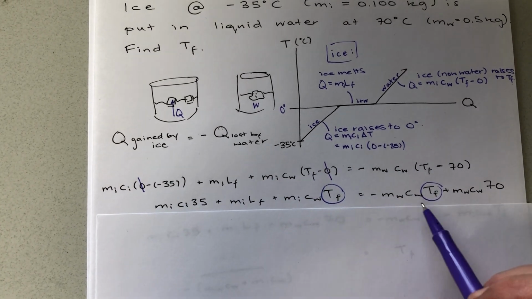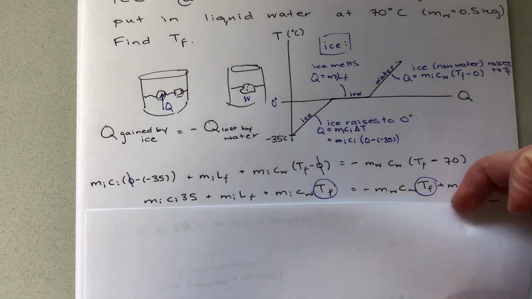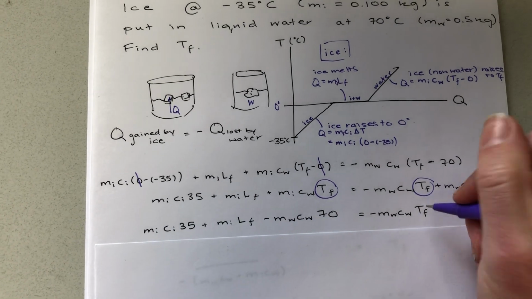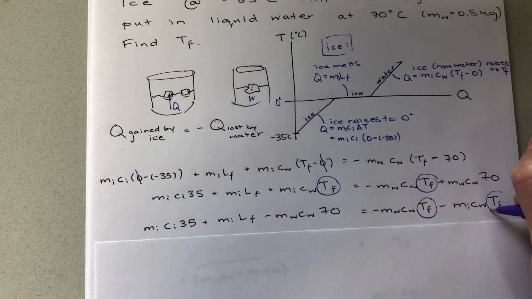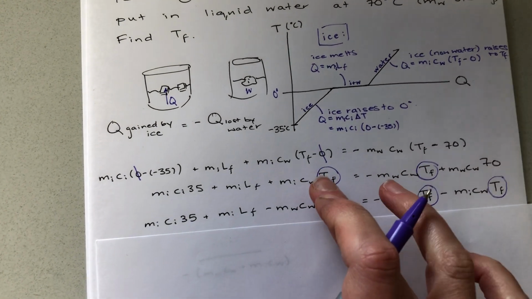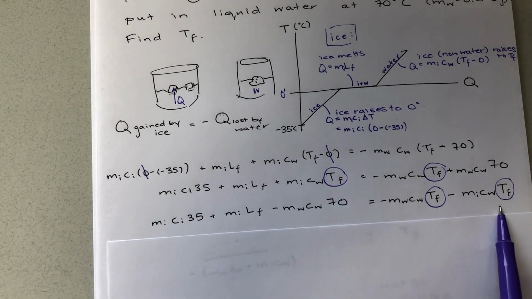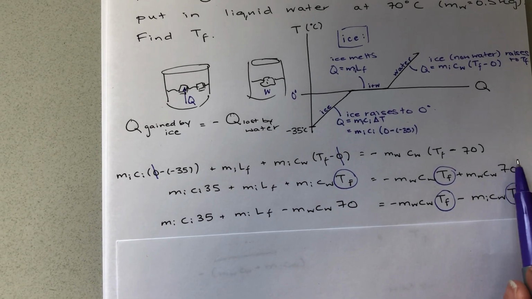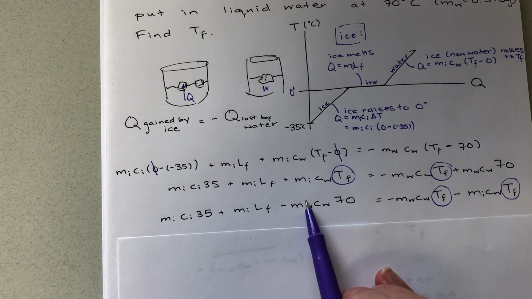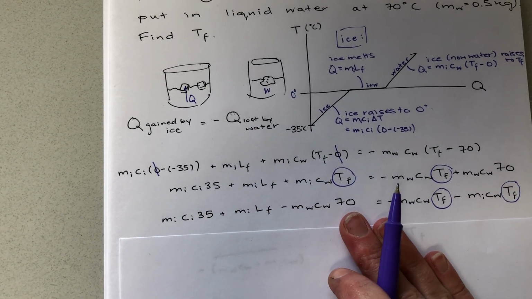All right. So again, T_F is the thing that I'm looking for. So this is now exactly like what we did in class. We want to move all those terms with T_F to one side. So you'll notice over here, I have a T_F here and a T_F there. All I've done is subtract M_I C_W T_F, this term, to this side. And then I've done the same thing over here. I've subtracted M_W C_W times 70 to that side. So now all my T_F terms are on one side, everything else is on the other.